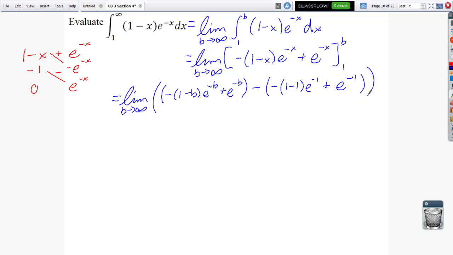Do I have enough parentheses there? If that's my only issue, then I'm lucky here. Okay, so I'm going to go through here and clean this up just a little bit. Look at stuff that I don't worry about, and there is one particular limit that I am going to worry about.